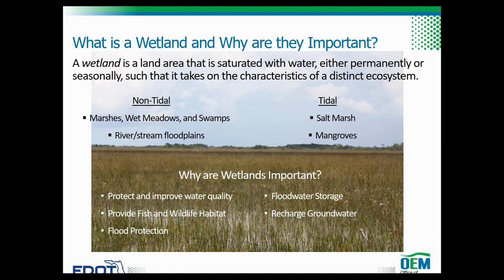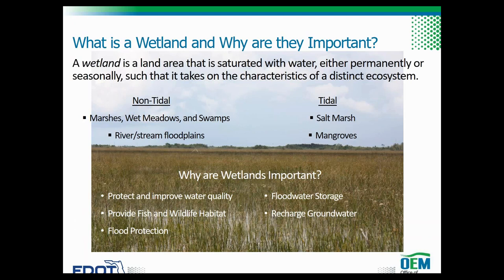Wetlands are important for many reasons. They provide floodwater storage and flood protection by trapping floodwaters and slowing the water flows. Slower water flows means more time for percolation to recharge the groundwater and less erosion, which could impact water quality. Wetland vegetation and detritus act as water filters and improve water quality. Wetlands also provide essential habitat for fish and wildlife.